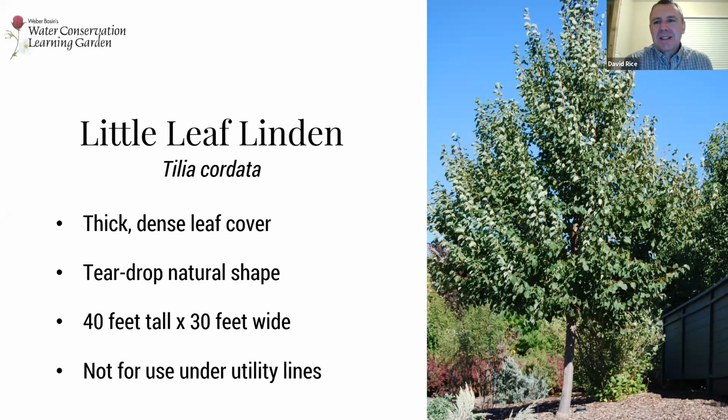Now these sizes are what the tree could do given all the perfect conditions. A lot of times in park strips, they're not perfect conditions, and so it does alter how a tree grows. It may not reach its full potential on size. That's why it's often found on the park strip list, because it can tolerate the conditions and usually ends up a bit smaller in a park strip. Thick, dense leaf cover, teardrop natural shape. Not used under utility lines, because your utility lines are usually a little lower than that. So don't use this one if you have power lines.